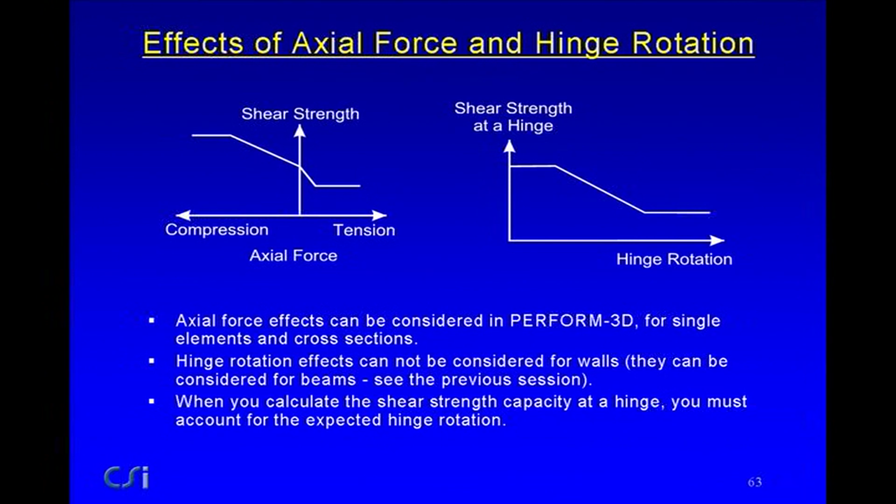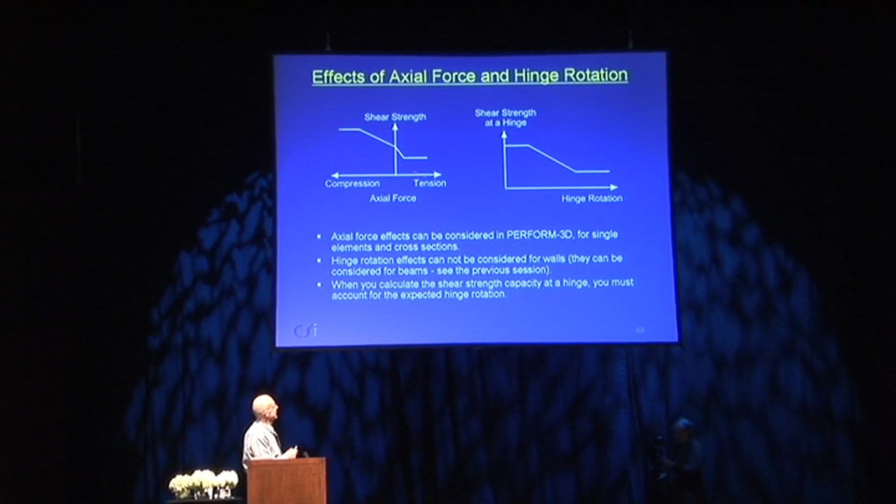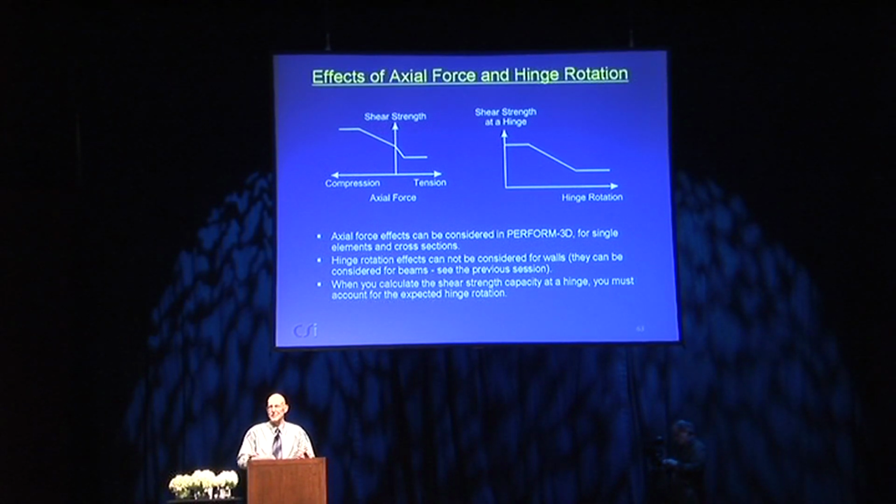We've shown these diagrams before. The axial force and hinge rotation can both affect the shear strength. Well, Perform currently doesn't do this. It does for frame elements, but currently for wall elements, it will account for the effective axial force on shear strength. But if you're talking about the shear in the hinge region, there is no provision in Perform to account for the hinge rotation effect on shear strength in a wall element.